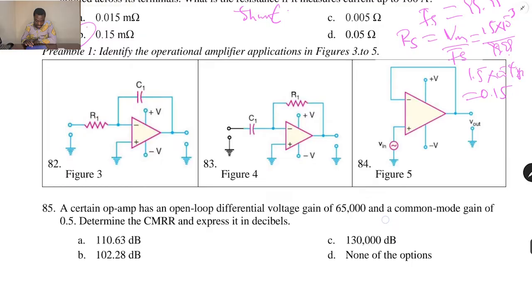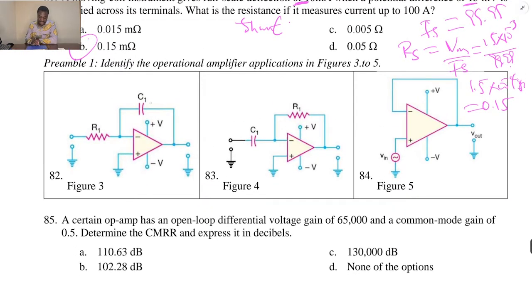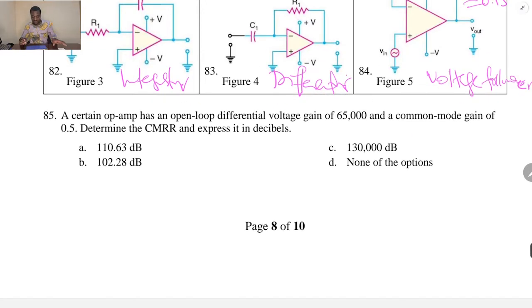Moving forward, you can see here again this is repeated. Here is an integrator. Here is a differentiator. But for this one, options were given, so you just have to indicate. And here is a voltage follower. Okay, now moving to the next question.